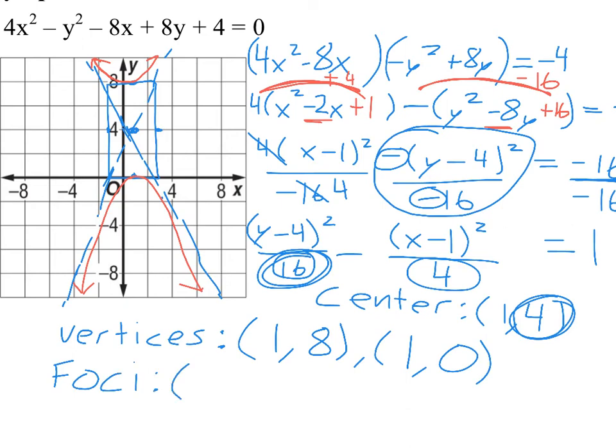Alright, for the foci, again, we take the center. We're going to change the y only because it's vertical. And I'm going to only make one set of parentheses because I know it's a radical. Alright, so what's the c value? To get the c value, remember you add the denominators together and take the square root. So 16 plus 4 is 20. What's the square root of 20? The square root of 20 is 2 radical 5.